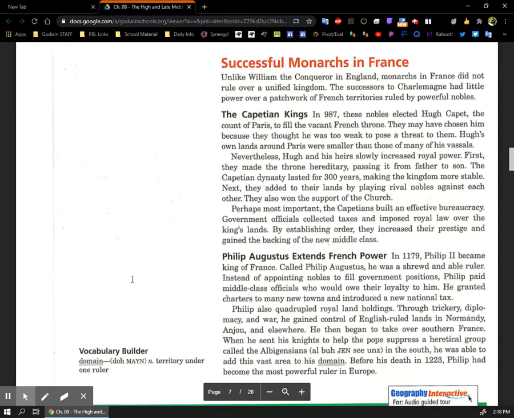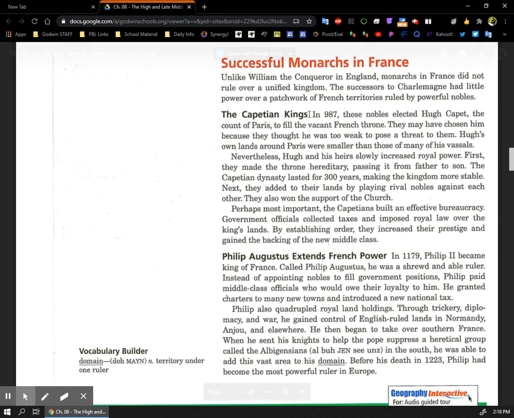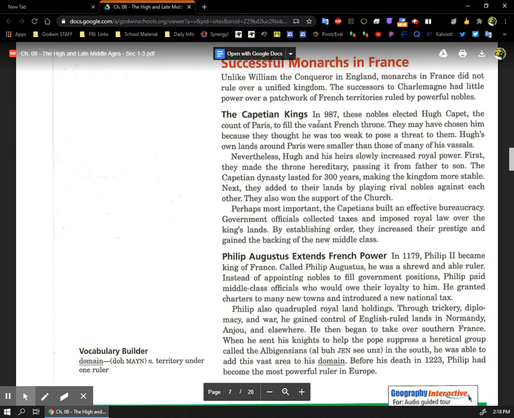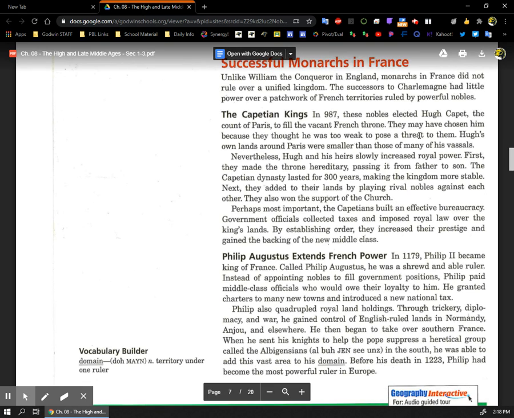Successful monarchs in France. Unlike William the Conqueror in England, monarchs in France did not rule over a unified kingdom. The successors to Charlemagne had little power over a patchwork of French territories ruled by powerful nobles, the Capetian kings. In 987, these nobles elected Hugh Capet, the Count of Paris, to fill the vacant French throne. They may have chosen him because they thought he was too weak to pose a threat to them.